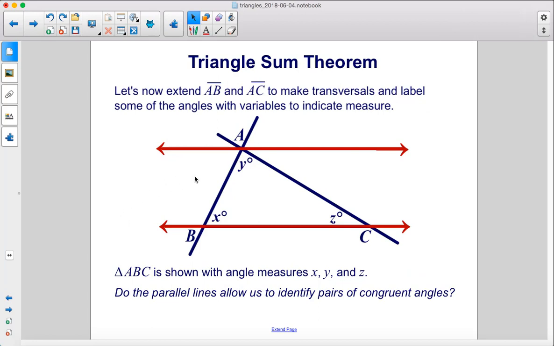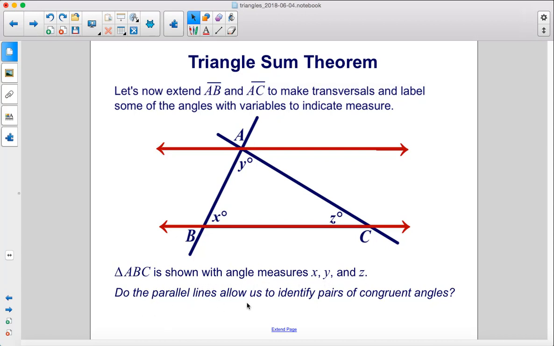Let's now extend line segment AB and line segment AC to make transversals and label some of the angles with variables to indicate measure. So here we have vertices A, B, and C, and now we have angles X, Y, and Z. Triangle ABC is shown with angle measures X, Y, Z.